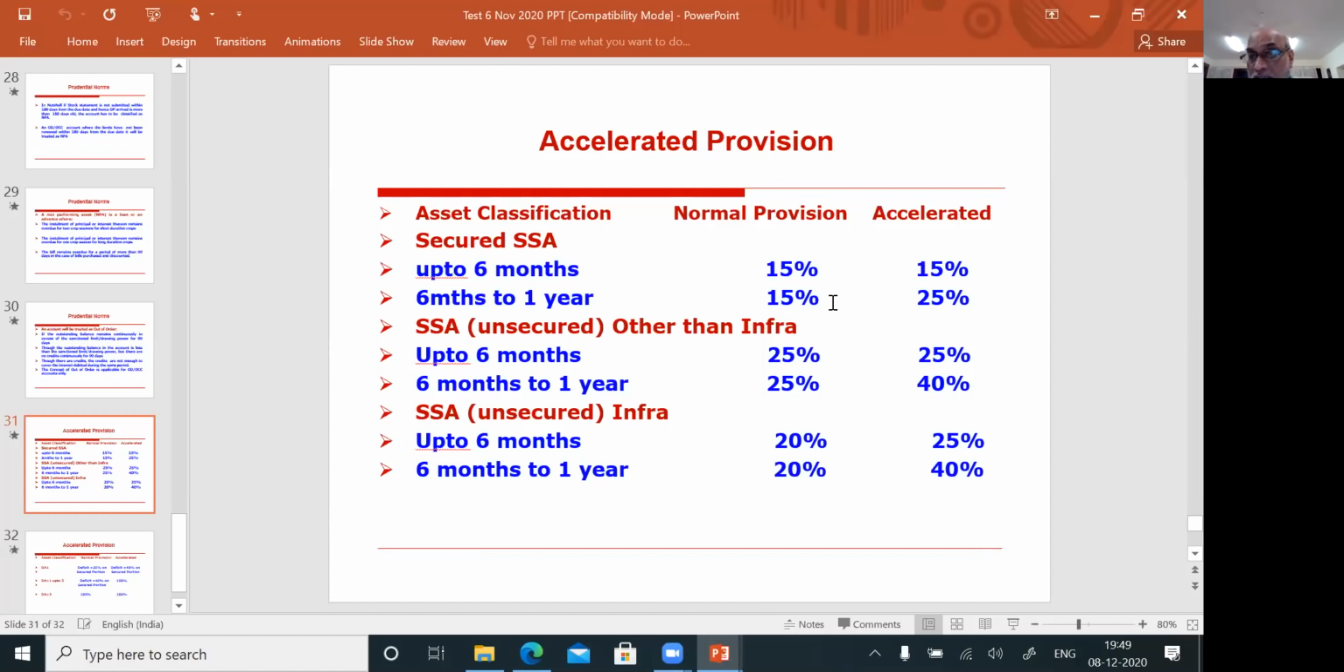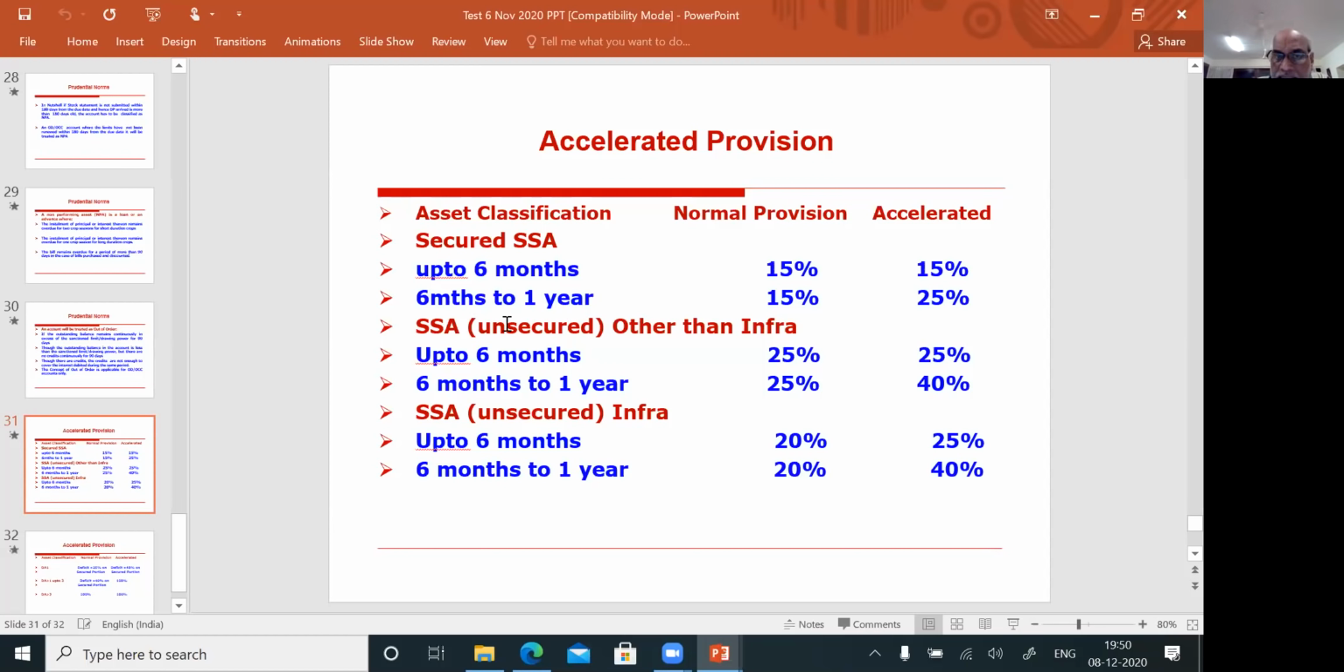Then, substandard unsecured other than infra. So what we know as secured substandard, unsecured substandard other than infrastructure. What is the normal provision for the 12 months unsecured other than infrastructure? 25%. Unsecured other than infrastructure, you know it is 25% provision for the entire 12 months. Okay, here we'll see.